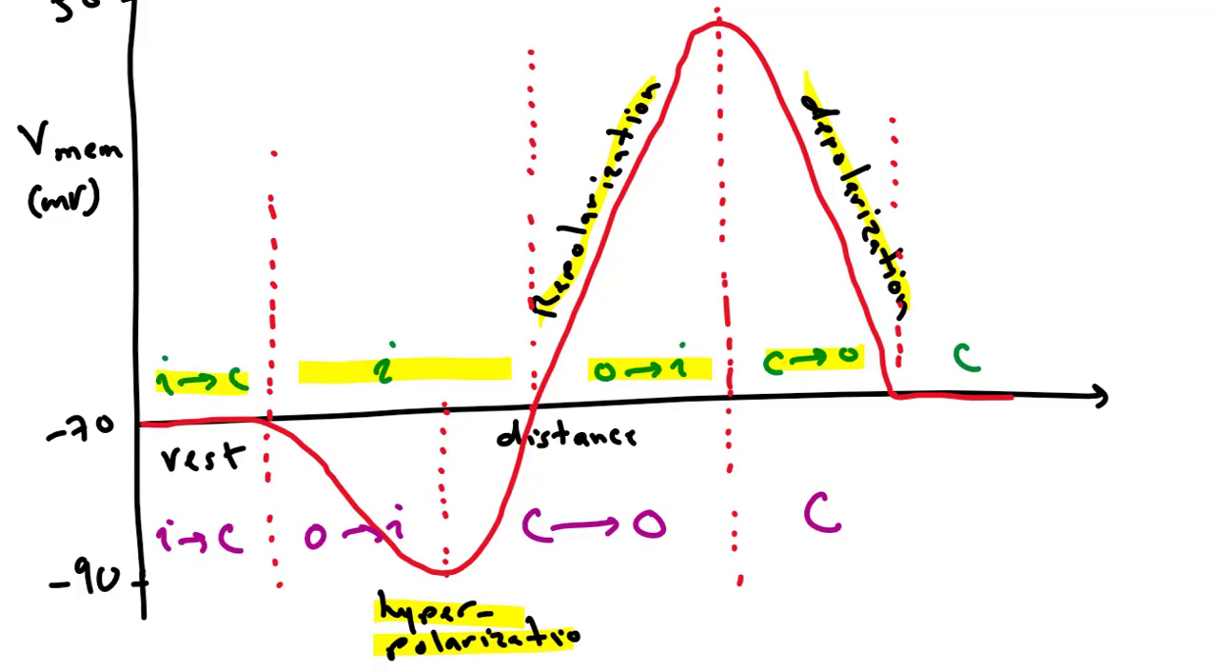Now, as far as the voltage-gated potassium channels are concerned, they're going to be in the closed state right here. They'll be in the closed state all the way through here, right? And they'll be going from closed to open right here during the repolarization phase, all the way over here. Then they're going to go from open to inactive right here, and then from inactive to closed once the resting potential is reached.